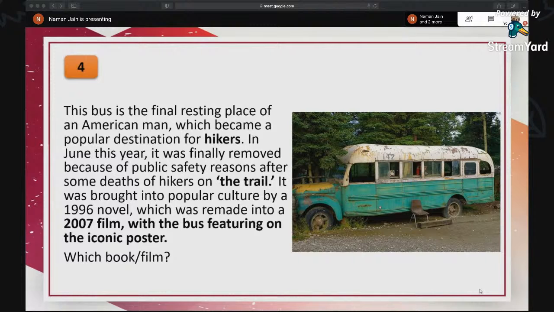So, what kind of film industry is being talked about? Hikers, a trail. Very popular, but the bus had to be removed because of public safety reasons. People died on this difficult trail. So, need the name of the book or film. Both the names are same.